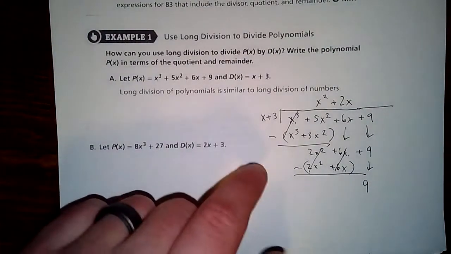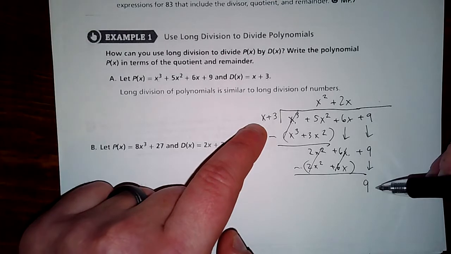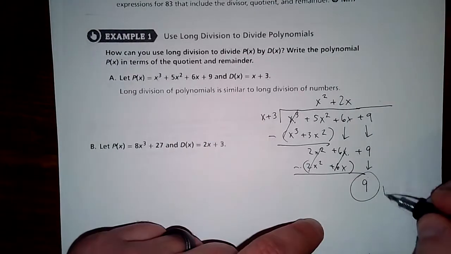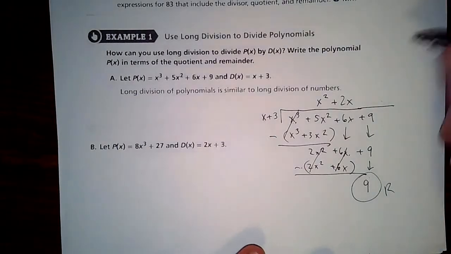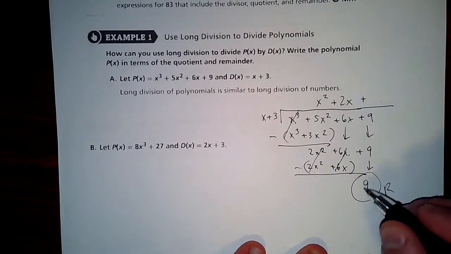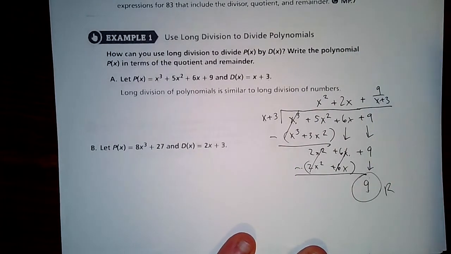And at this point, it should be pretty obvious. I can't take x and multiply it by anything and get a 9. That's not going to happen. So this is now my remainder. And so the way we write the remainder is we almost always want to write it in fraction form, although sometimes it'll just ask you what the remainder is. So you have to kind of read the problem. In this case, if you want to write it as a fraction, it's going to be 9 over this value, 9 over x plus 3.